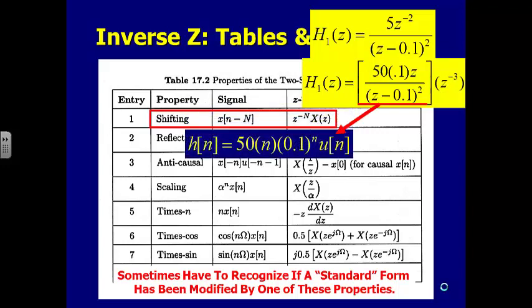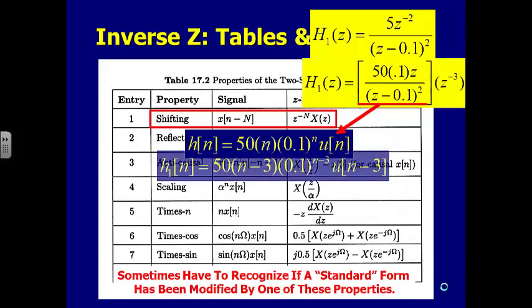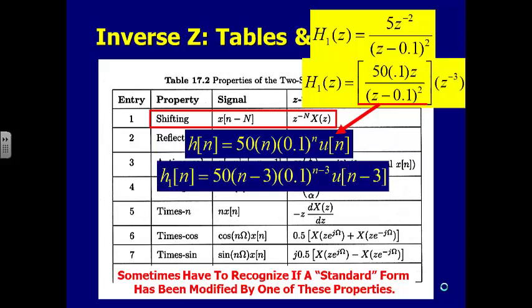So this simply inverse transforms to the answer we had before, 50n times 0.1 to the n u of n. This multiplying by z in the z domain implies we're doing a shift by 3 in the time domain. So everywhere there's an n, we have to replace that n with n minus 3, including the u of n, including the exponent. So, as often happens, we don't have exactly the form we want in the table. We've got to apply a property to make it so.